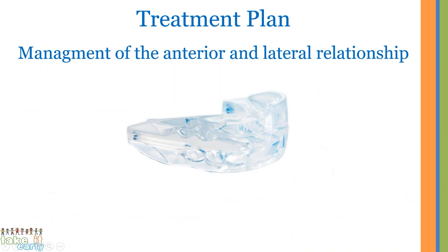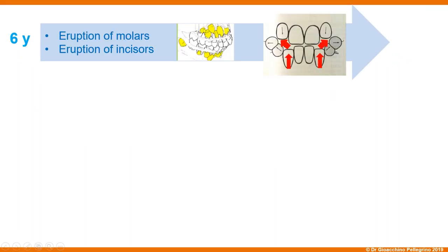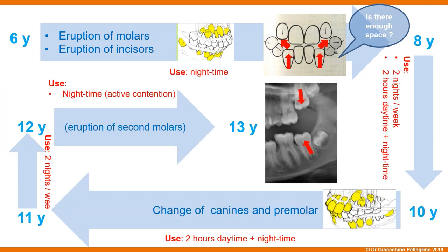And I can use a performer appliance to obtain this result, because I am at the correct moment for the treatment. And I am in the period in which I need to control the vertical, sagittal, and transversal relationship between upper and lower teeth, and in particular, I can control the crowding if I am able to give enough space for a correct eruption of lateral incisors, using the natural increase of length of the arch, and in particular the natural drift of upper and lower canines that happens when lateral incisors are erupting. So it's really very important to manage the space in this period.